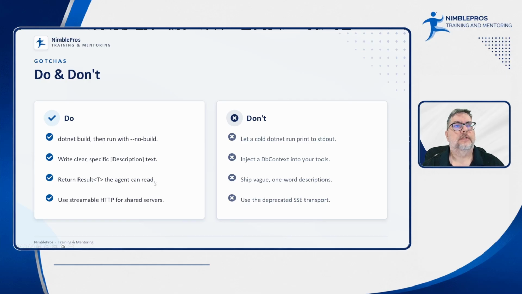Return a result of T. That provides information in a structure that the AI agent can understand and make use of in order to either provide a successful piece of information back to the user, or to provide them with information about exactly why something was not correct and how to fix that.